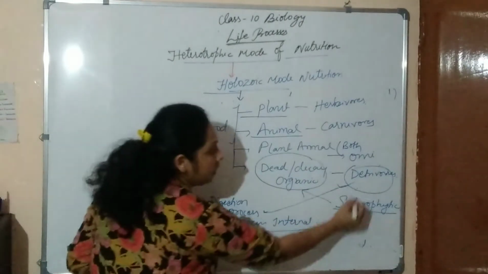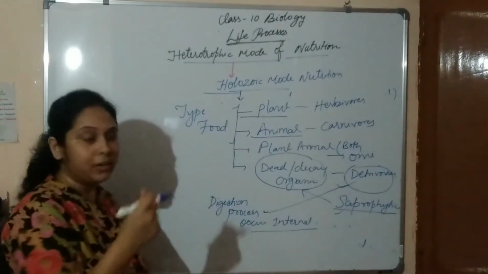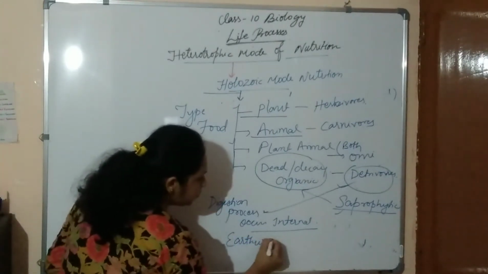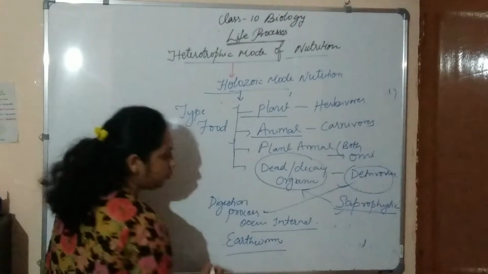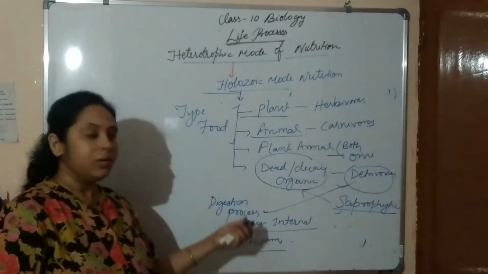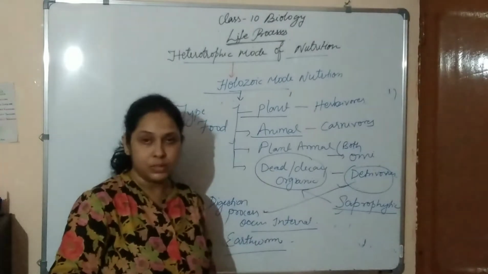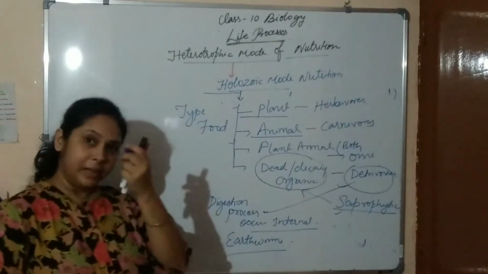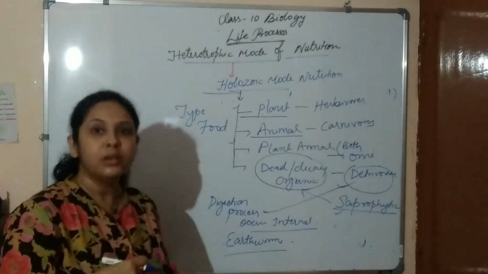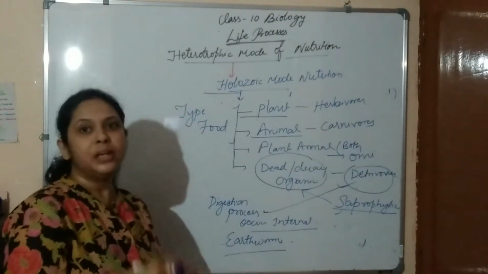The examples of detrivores are earthworms. These earthworms are a different type of worm. They are known as detrivores. They feed on dead and decaying organisms. They ingest the food inside, and then they do the digestion.